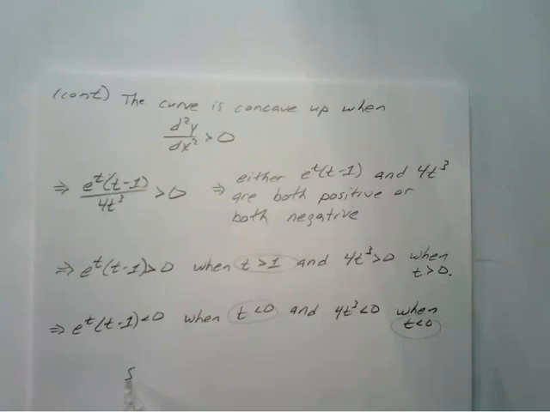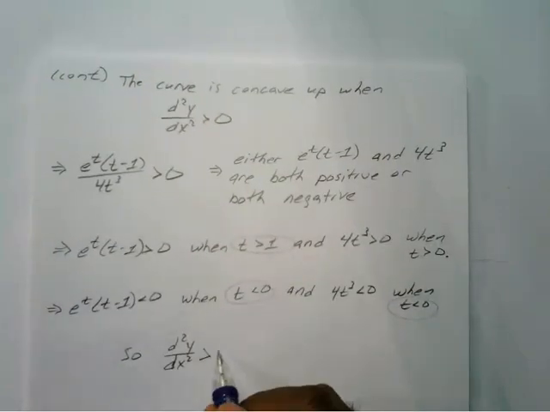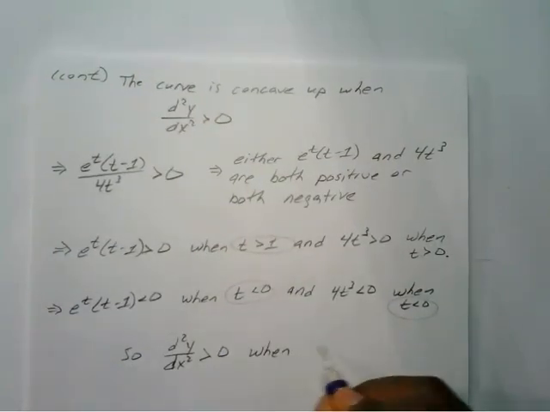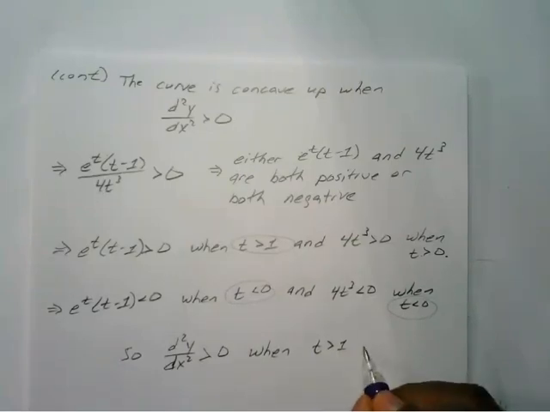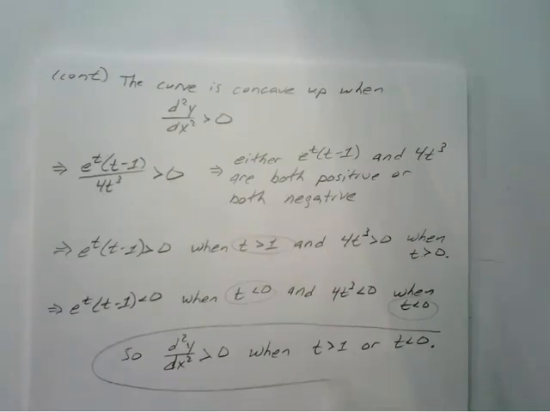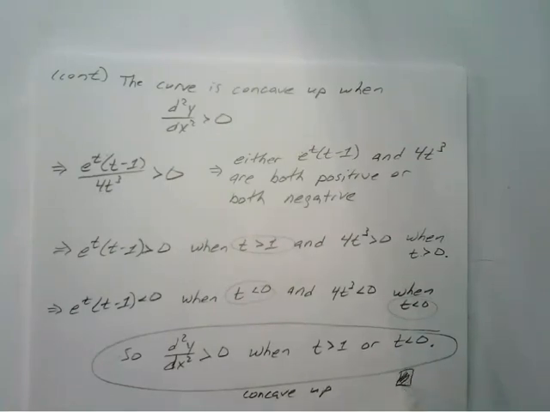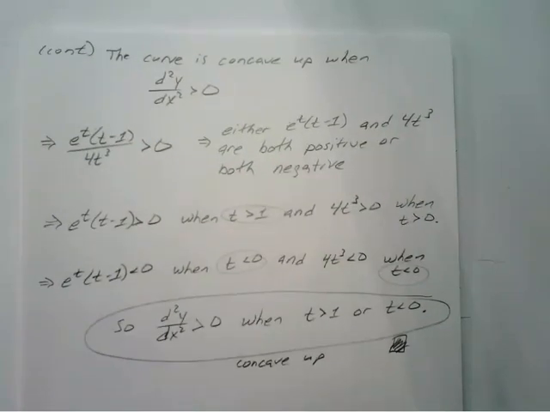So we know that the second derivative itself is greater than 0 when either t is greater than 1 or t is less than 0. That's when it's concave up. All right, so hopefully this made sense to you, and I will see you on the next video.